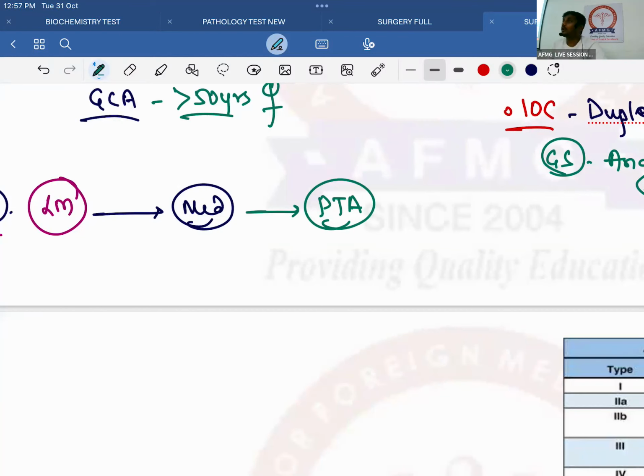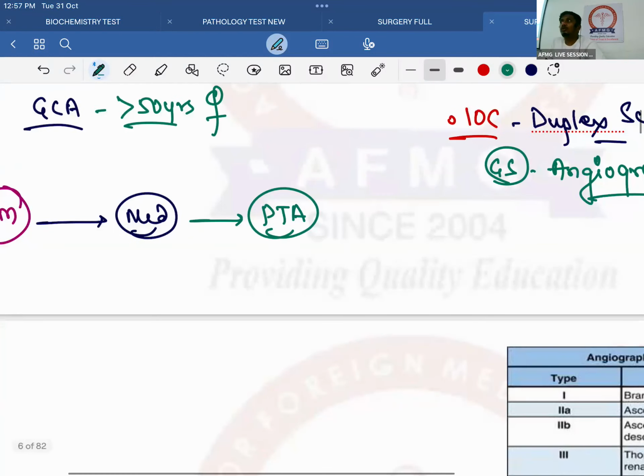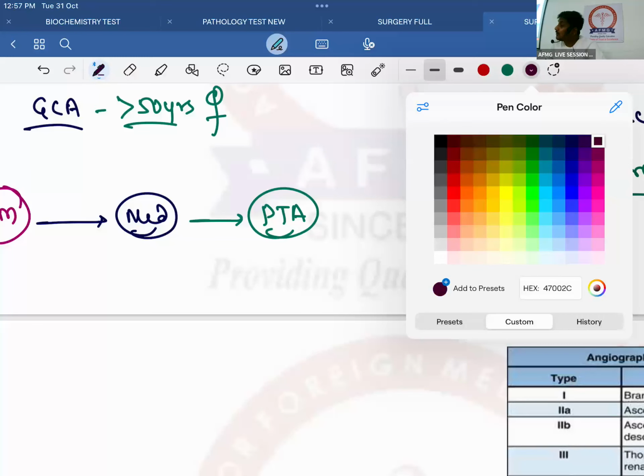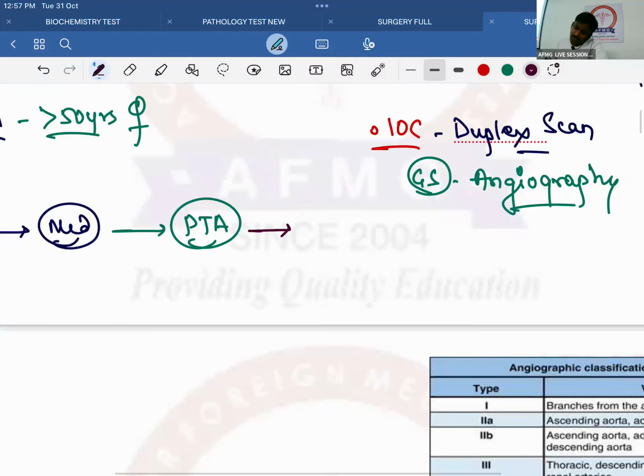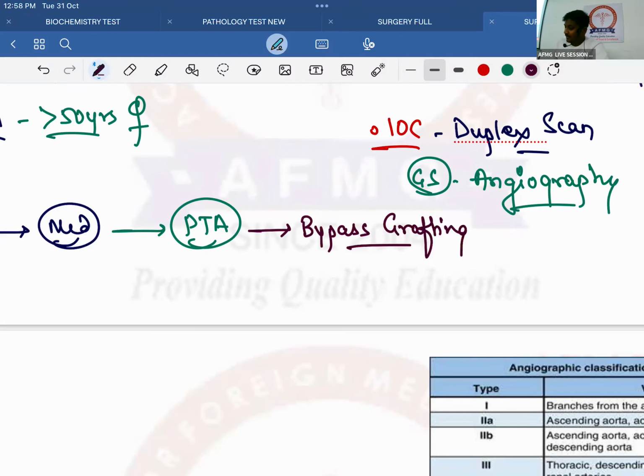If that also fails, then my option is PTA, percutaneous transluminal angioplasty. It can be of two types, balloon and stent angioplasty. Stents can also be of two types, metallic and drug eluted stent. Please tell me the name of the drug which is coating the stent. Very good. It is known as sirolimus. Next, if PTA also fails, then we have to go for bypass grafting, beta. Bypass grafting is the last option that is left with us.